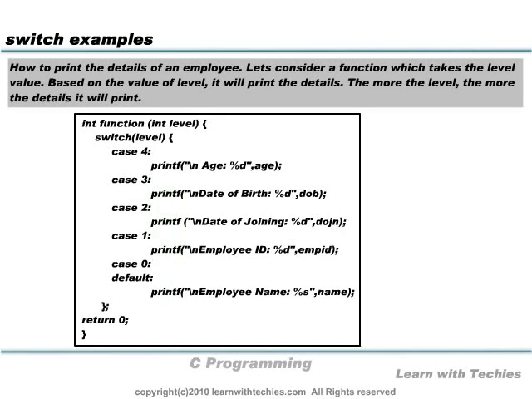If a lesser level is passed, it will branch lower in the switch statement and hence it will print less data. We have clubbed the default case with case 0, so if any other value is provided as the input to the function, it will just print the name of the employee. I hope this example helped you understand the importance of break statement within a case in the switch statement.